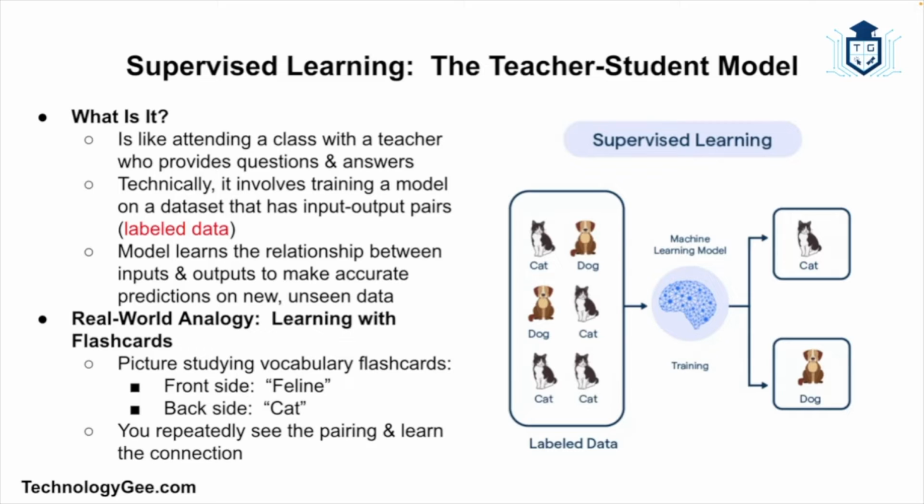And here's an analogy to help you comprehend this. Let's say you're studying for a vocabulary test. On one side of the flashcard, it says feline. On the other side, it says cat. Now, over time, you learn that feline means cat. That's basically supervised learning in action. You're given the input, which is feline, and the correct output, which is cat, and you learn from that pairing.